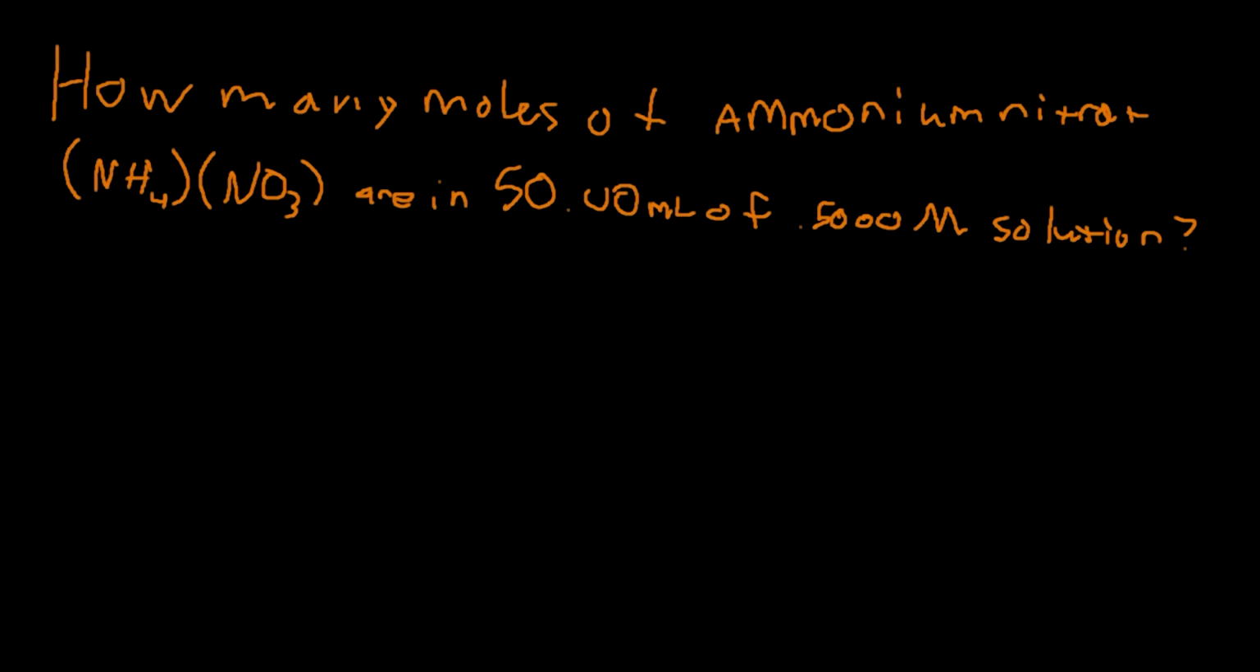Alrighty, here we go. So this is the first question. It is on page 8, number 9 in the packet. It is, as you can see, how many moles of ammonium nitrate are in 50 milliliters of 0.5 molarity solution. This is a simpler problem and requires no stoichiometry, thank God, but we'll be getting to one of those later.